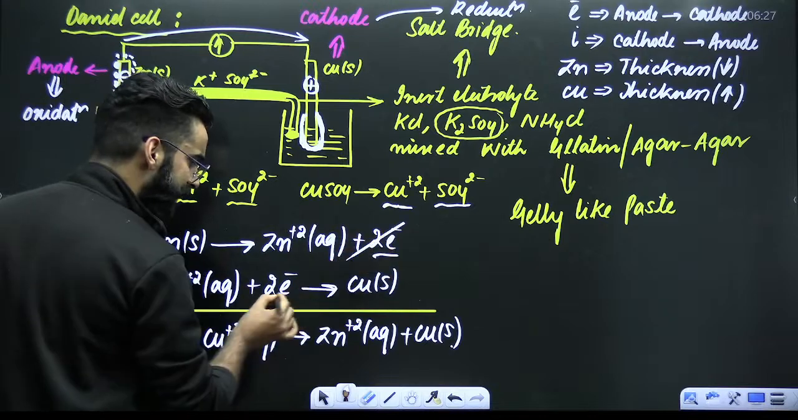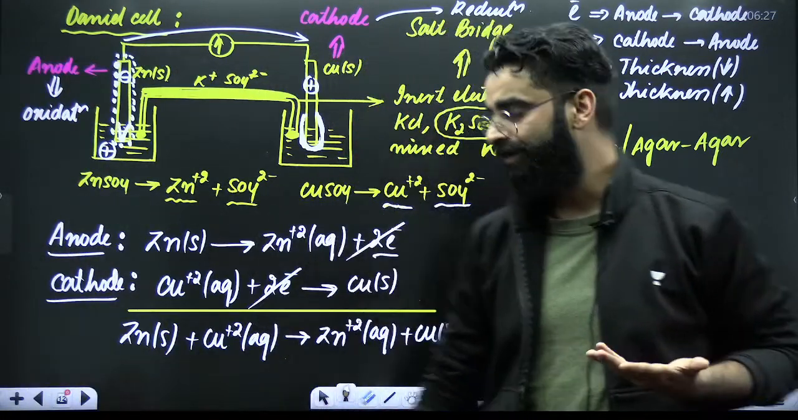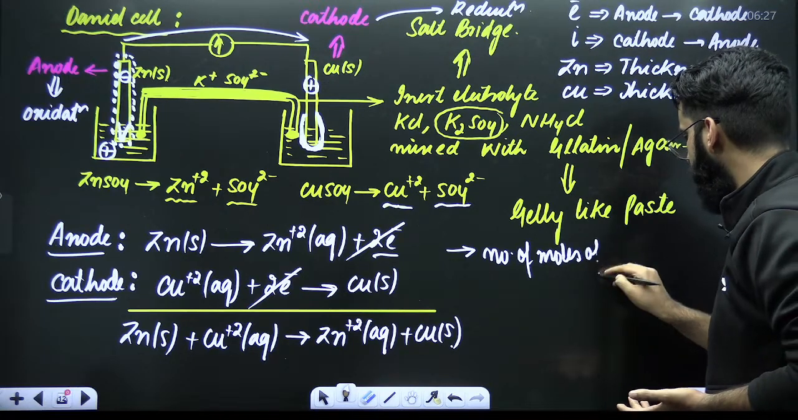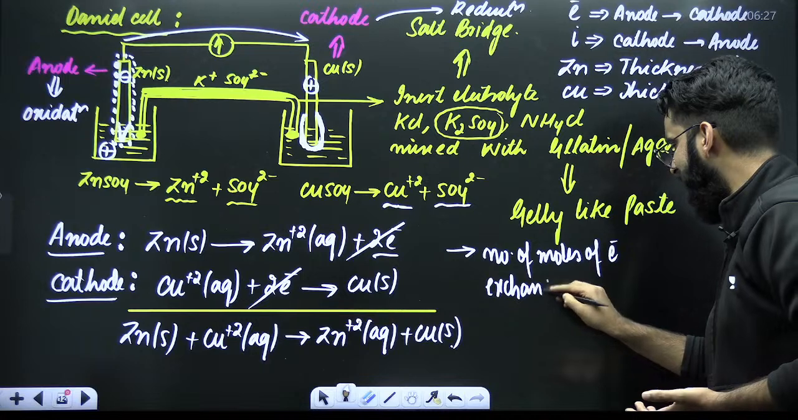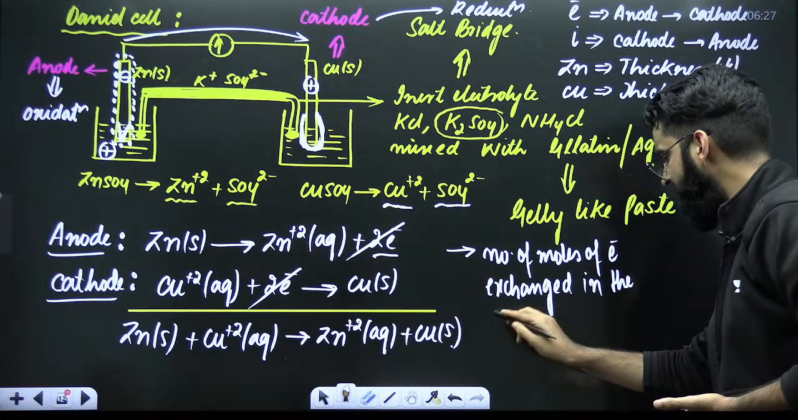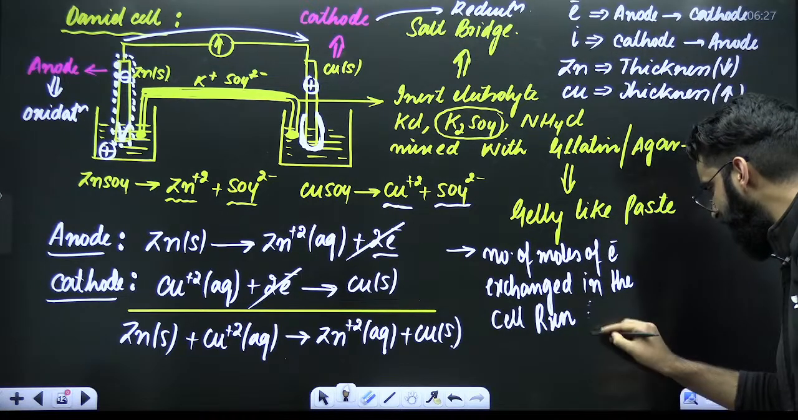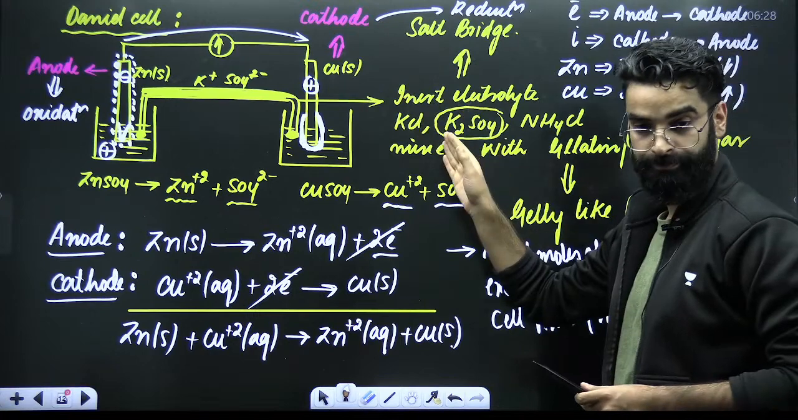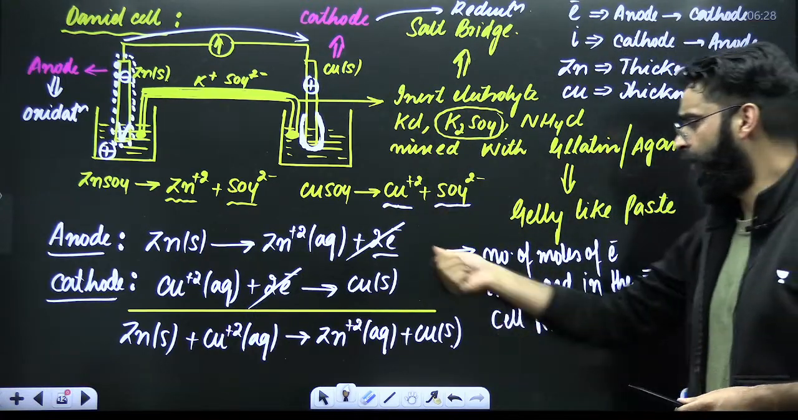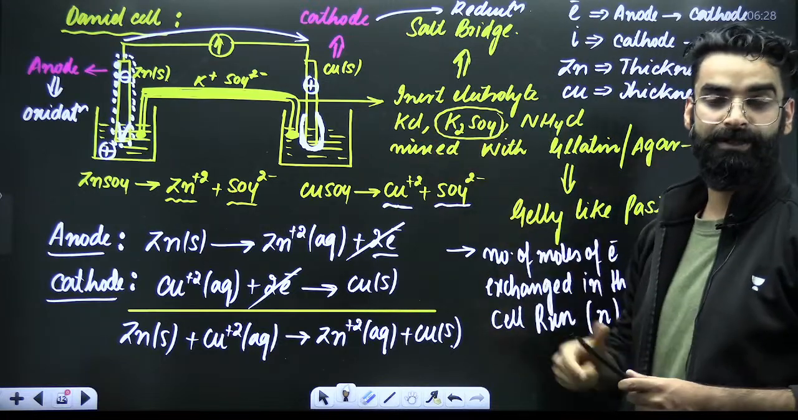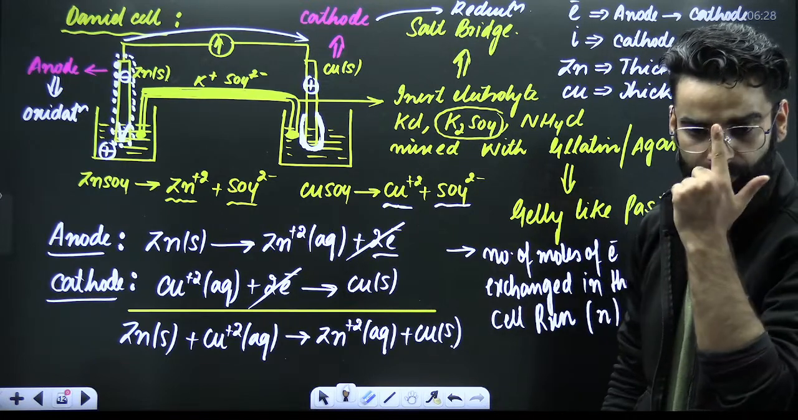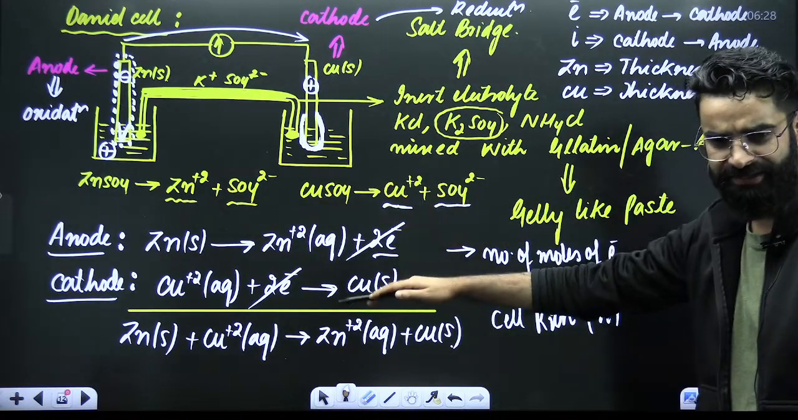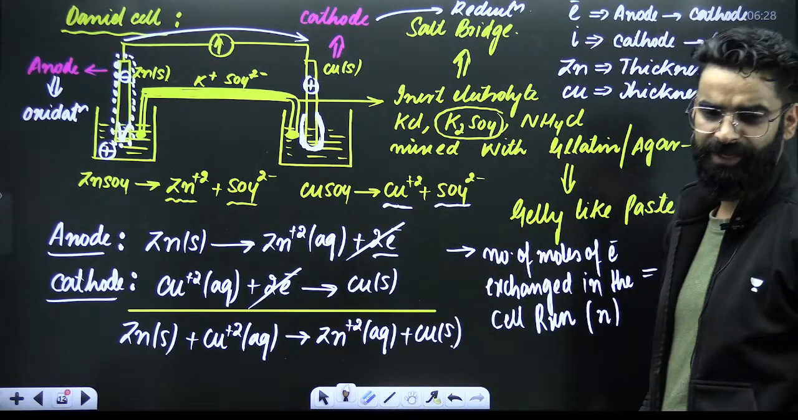Now, if I ask you, how many electrons got cancelled? You'll say 2 electrons got cancelled. What is meant by that? It means that the number of moles of electrons exchanged in the net cell reaction, which I'm representing with n, is equal to 2. So basically, there is a movement of 2 moles of electrons from anode to cathode, right? Since electrons are moving from anode to cathode, you got to know 2 moles of electrons are being exchanged from anode to cathode in this particular galvanic cell, in this particular Daniell cell, right? Is this clear to everyone? So simply, just add the reactions. When you add the reactions, the number of electrons which get cancelled gives you the value of n, basically.